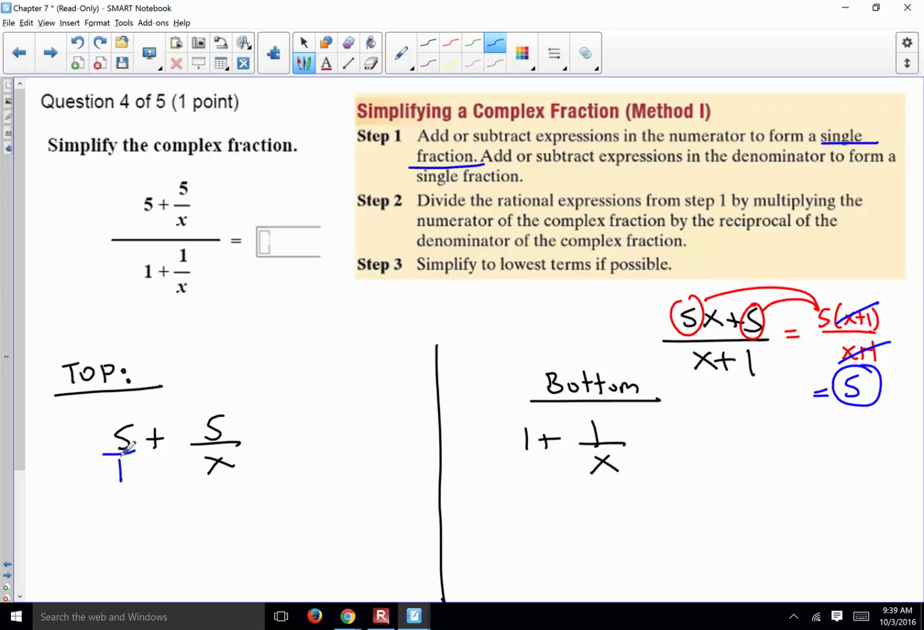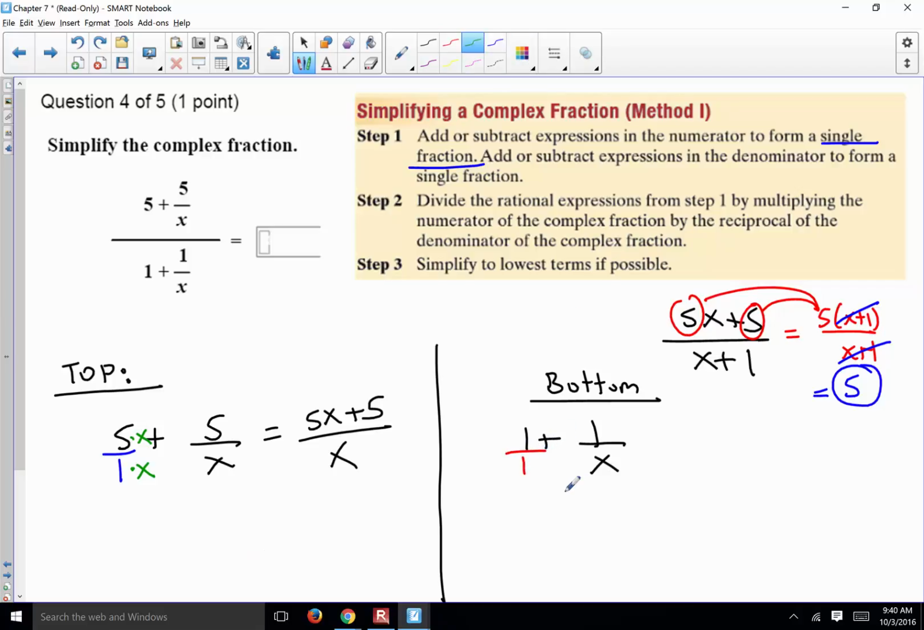Although it looks like a whole number here, it's actually easy to make a fraction there by putting 1 under. And we need to just match denominators now. 1 and x already been factored. All you need here is you need to bring an x to this one to match them. 1 times x is x. So we get x common denominators now. 5x plus 5. Okay?